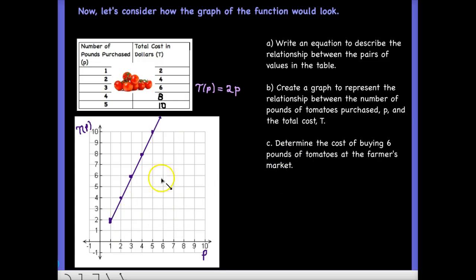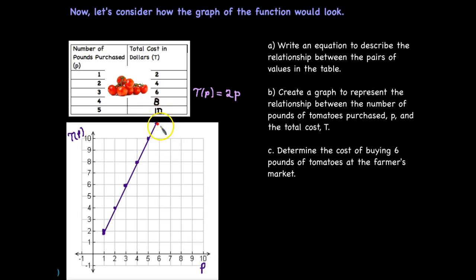So based on this line, can we determine the cost of buying 6 pounds of tomatoes at the farmer's market? Well, if we look at this line, is this a linear pattern? And you should say yes, because our points form a straight line. When we have a straight line like this, it's very easy to make predictions. So if we were to buy 6 pounds, we know that we would be up here with our point, and we could probably say that if we follow this pattern, it would be about $12.